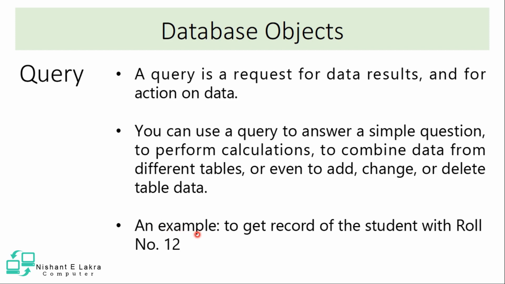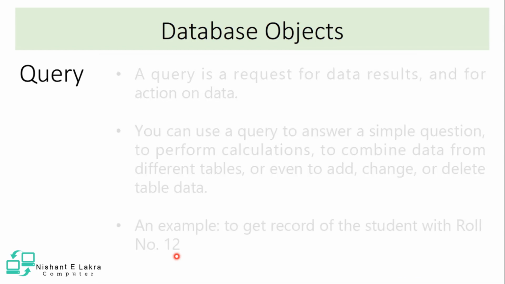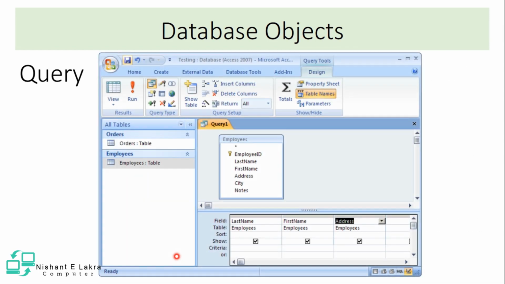For example, suppose we request to get the record of the student with roll number 12. All the information present regarding that student whose roll number is 12 will be presented. So a query is a request for data results. In this example, the query result is the data of that student whose roll number is 12. Let us see an example of how a query looks like.